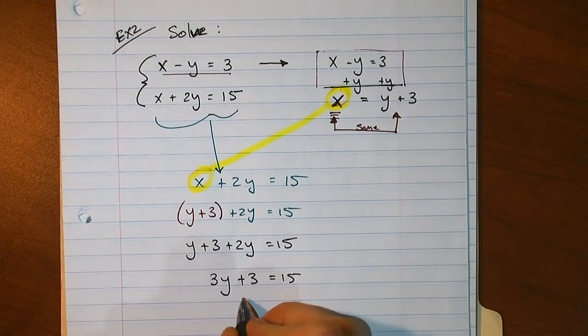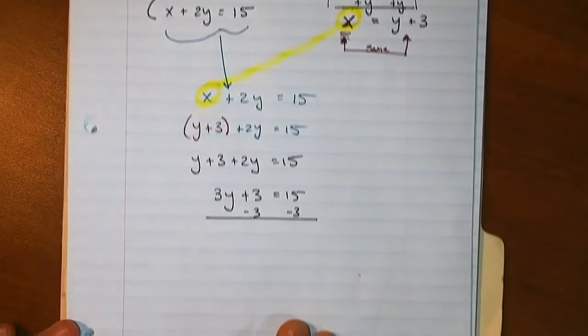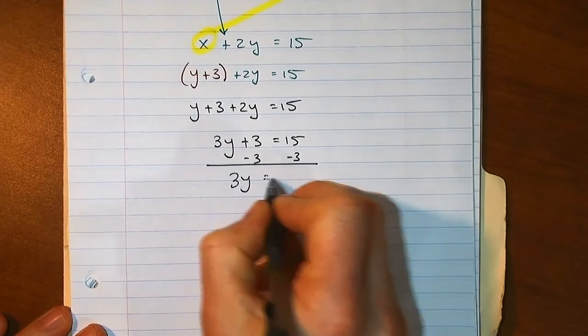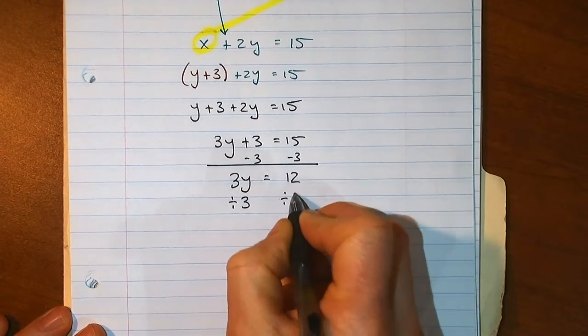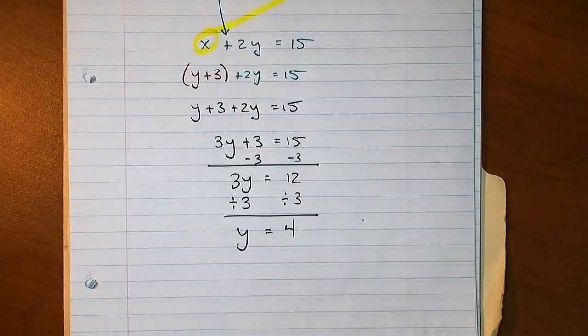Now I want to get y by itself. So the first thing I would do is subtract 3 from both sides of my equation. That leaves me with 3y equal to 12. And now I can divide both sides by 3. That leaves me with y equal to 4. Okay, so now we know what y is.